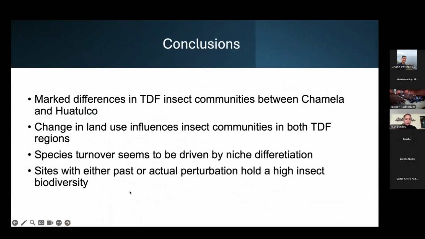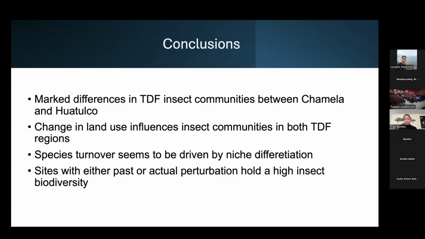So some conclusions we have so far: what we find is marked differences in tropical deciduous forest insect communities between Chemela and Huatulco, even though they're the same biome. We are seeing that insect communities are profoundly different. Change in land use influences insect communities in both tropical deciduous forest regions, and species turnover seems to be driven by niche differentiation. We also find that sites with either past or actual perturbation hold high insect diversity.